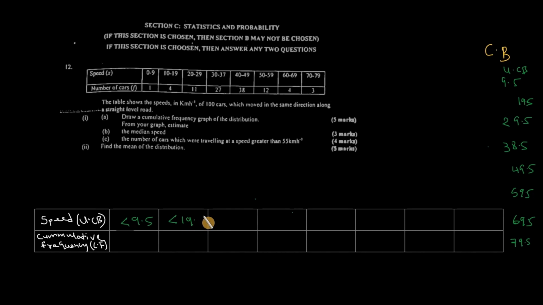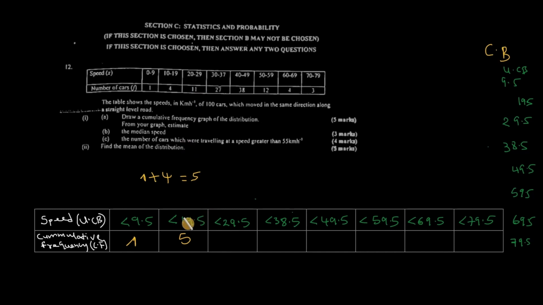9.5, 19.5, 29.5, 38.5, 49.5, 59.5, 69.5, 79.5. These are the upper class boundaries. You see, this symbol here means we have written the upper class boundaries, and it is a method and you need to put it. In the first interval, the frequency is 1, so we write 1. In the second interval, the frequency is 4, so we cumulate with the first one. Cumulate means we take 1 plus 4, which is equal to 5. So here we write 5. In the third interval, the frequency is 11.